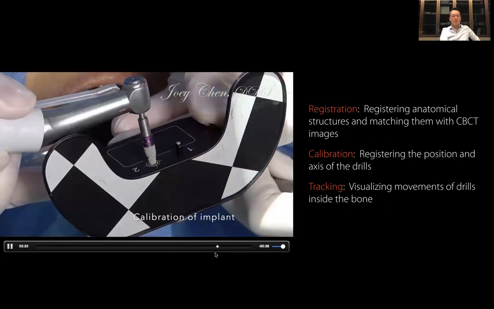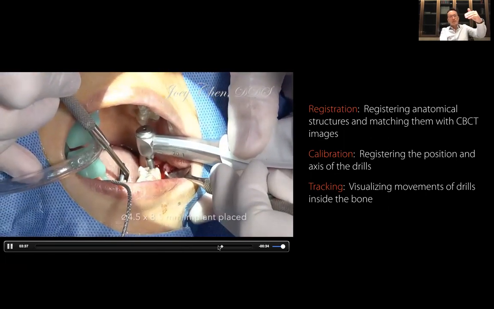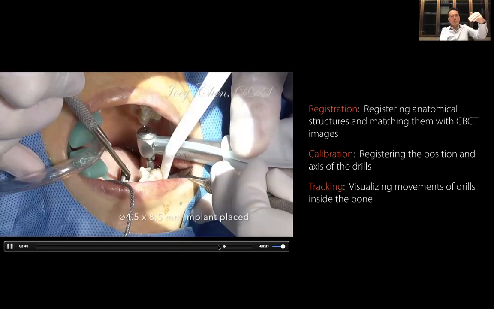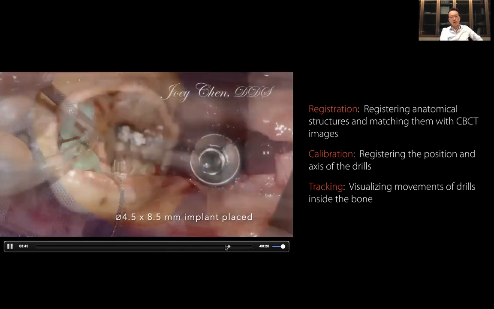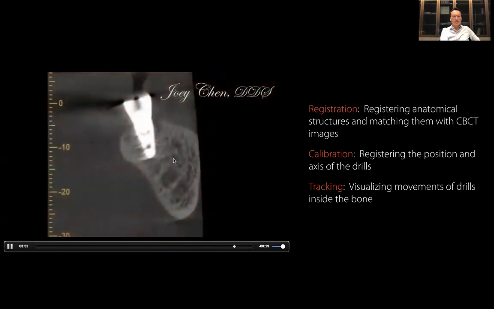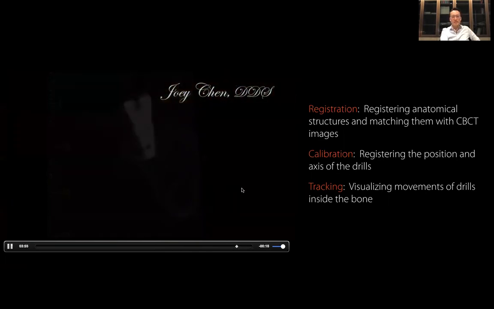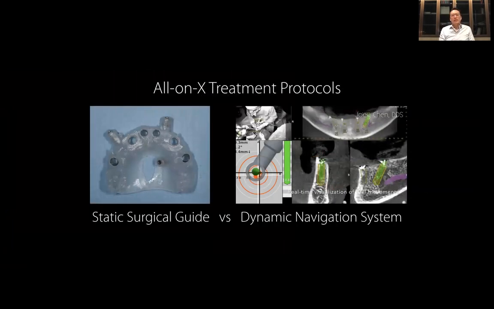Here, if we want to, you can also calibrate the implant. As you're placing the implant, we can see how deep our implant is going and where it is being placed, to see if it's still on track. This is the case, the implant placed, and this is the postoperative CBCT scan image. So this is a basic explanation of how the surgical navigation system works. Now let's start talking about the All-on-X treatment protocol.